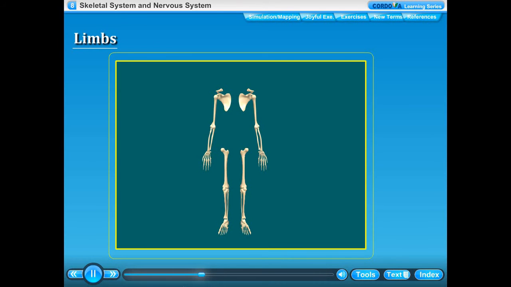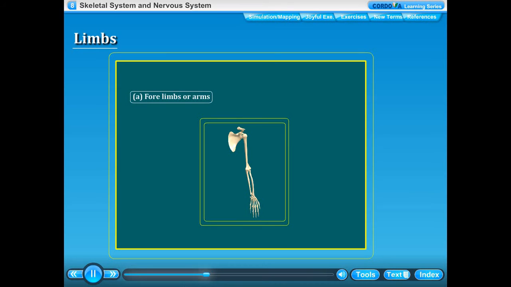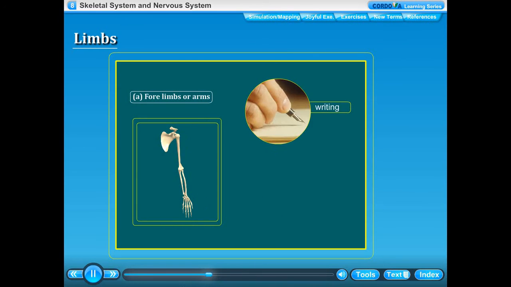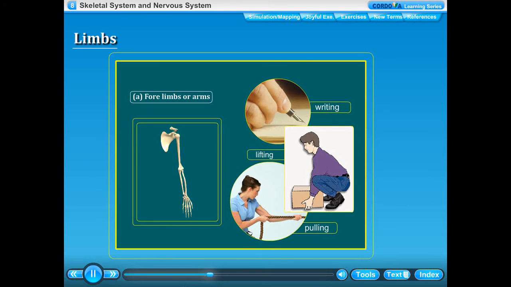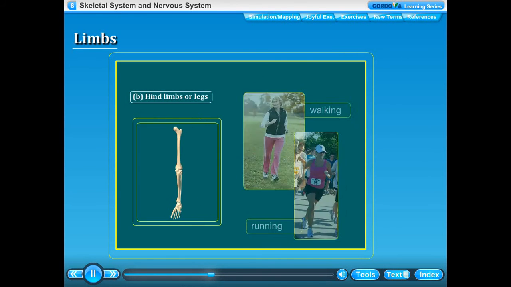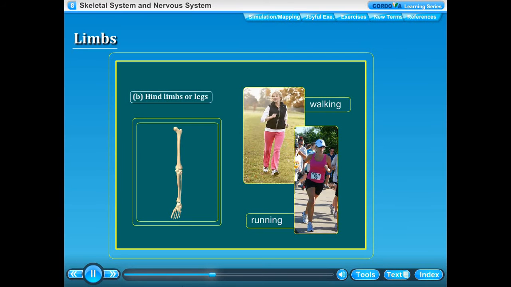Limbs. Our skeleton has 2 pairs of limbs: forelimbs or arms, and hind limbs or legs. The forelimbs are used for doing different tasks, such as writing, lifting and pulling objects. The hind limbs are used for walking and running.